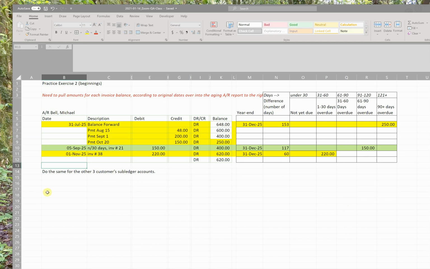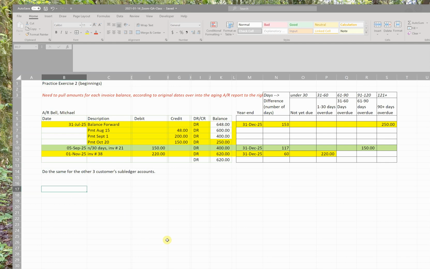So what we covered is we talked about the bad debts expense, bad debt recoveries, and allowance for doubtful accounts. We looked at practice exercise 2 and how it's different from practice exercise 1. And then we also found an error in the answer key for practice exercise 3 and corrected that.